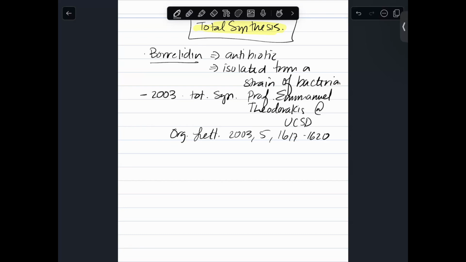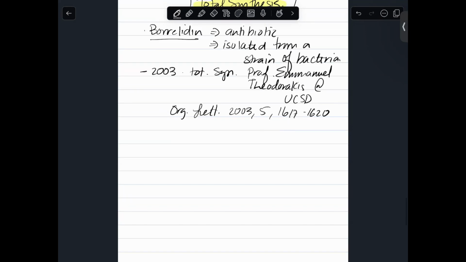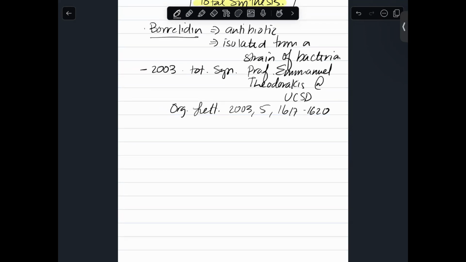So I'm not going to go over the entire total synthesis. If you'd like to read the paper, feel free to do so. Sac State has a subscription to Org. Lett., so you can download and print the paper yourselves. I'm just focusing on a specific part of the molecule. Let me go ahead and draw out the molecule itself, and then we'll talk about it slowly.